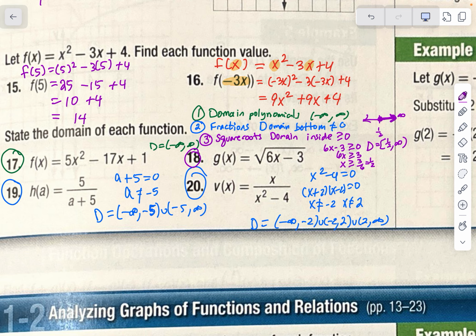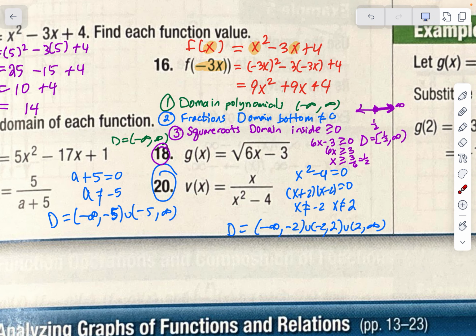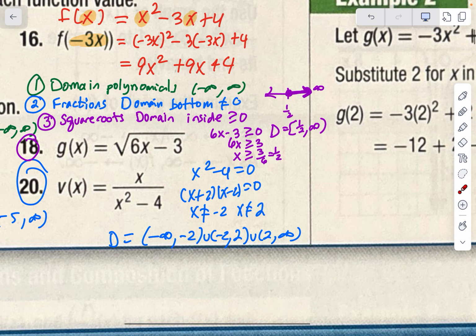So the graphs will also check your work. If you were unsure if you did your algebra right, throw any of these into Desmos, and the graph's domain should line up with the graph that you see. Any questions about how we find domain?